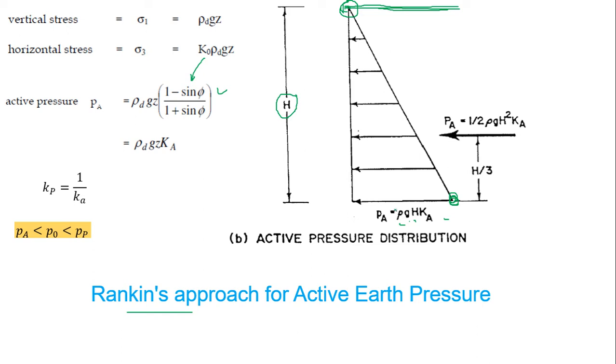K is equal to... in the pressure distribution diagram, the magnitude is rho gh into K, where rho is the density, g is the gravity constant, H is the height, and K is (1 minus sine phi) divided by (1 plus sine phi). This is for the horizontal backfill. Do remember this horizontal. In the coming slide I have included the formula for inclined backfill also. What is the modification in the value of that Ka or the K0?